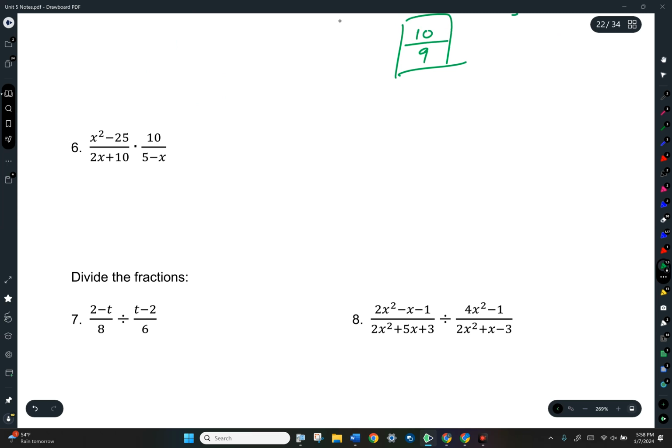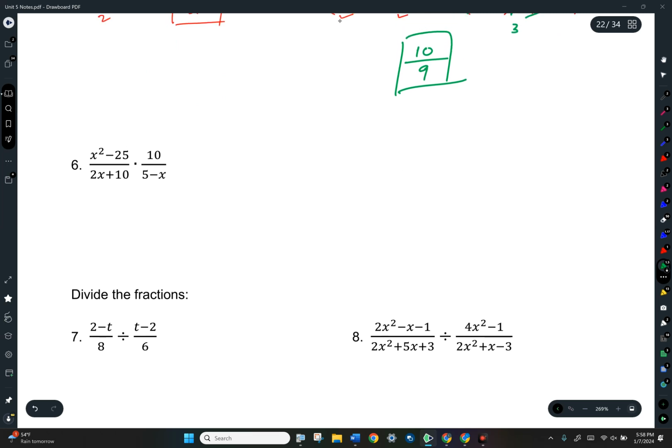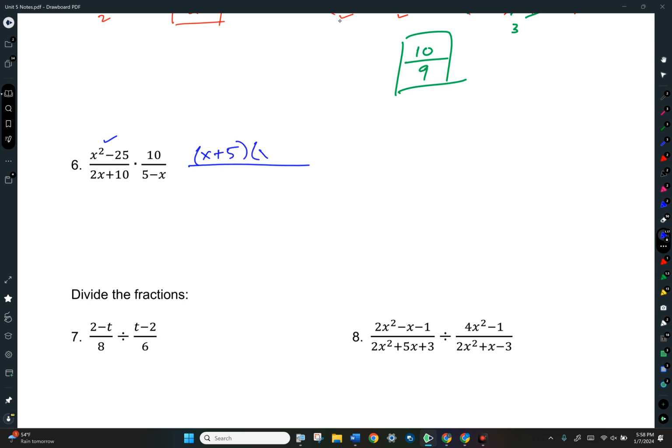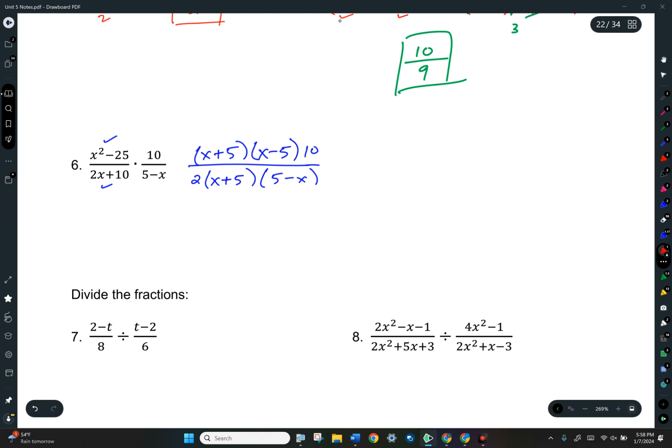Okay, so this section is all about factoring. Because it's multiplication, I'm going to think of it as one big giant fraction, but I'm still going to go in and factor everything. So for that first piece, I'll say x plus 5, x minus 5, because it was a difference of squares. I can't do much with that 10, so I'm just going to leave that 10 on top. On the bottom, for the 2x plus 10, I can do a common factor of 2, which leaves me with x plus 5. And this 5 minus x, I can't factor it, so I'm just going to leave it as 5 minus x. Okay, so when I go in and start canceling, the entire x plus 5 factor cancels.